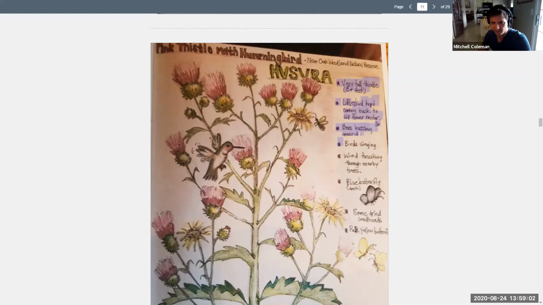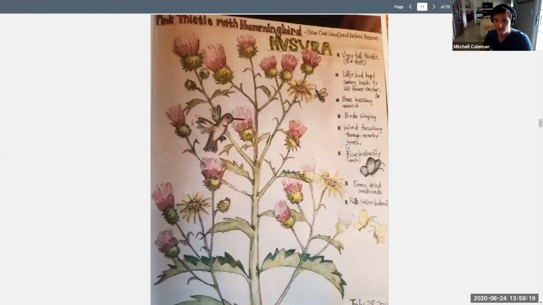You can look at reading these bullet points and then looking at the picture. Notice how this person said little bird kept coming back, bees buzzing around, birds singing, wind rustling, noting it's a very tall thistle, it's 5 feet tall. All that information, both pictorial and written and quantitative, it puts you there, doesn't it? You can imagine what it was like for that person experiencing it. That's what I'd like you to do.